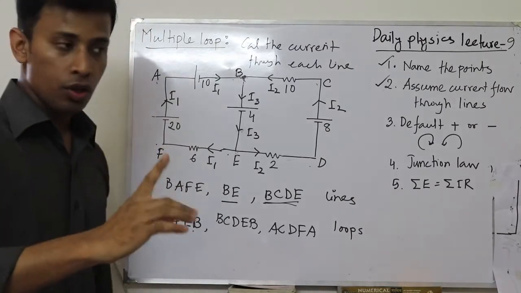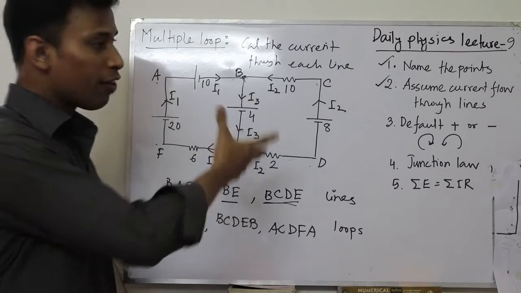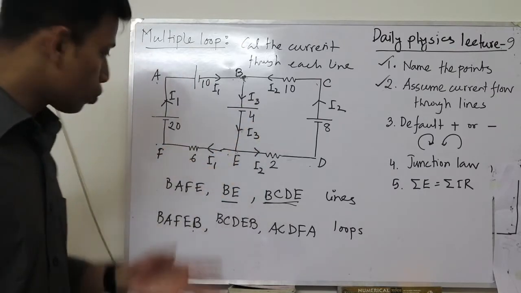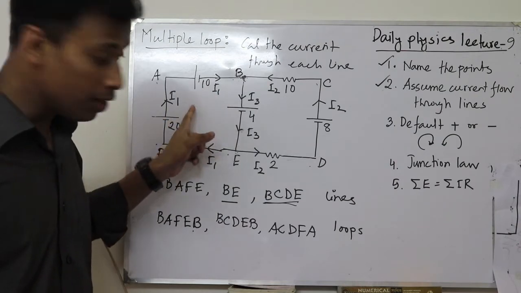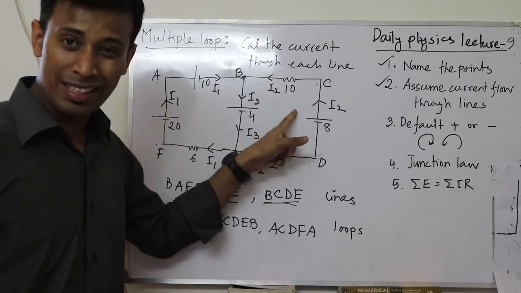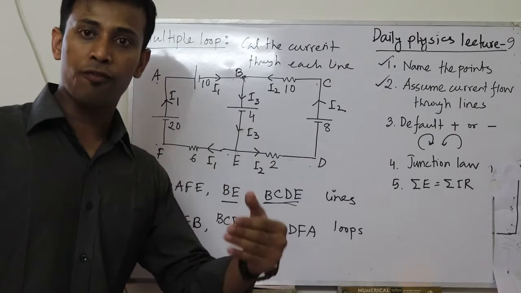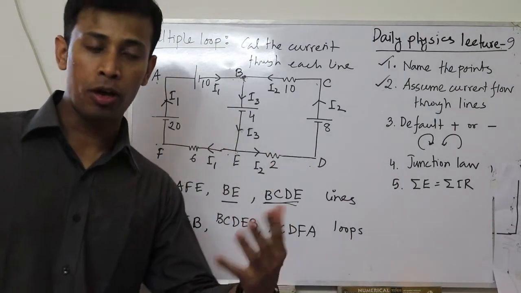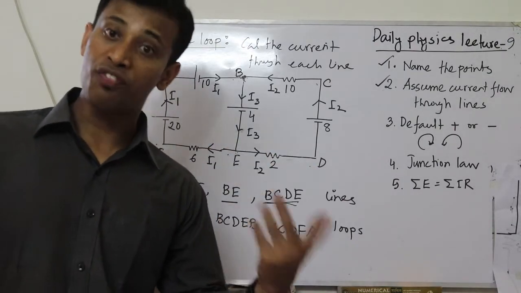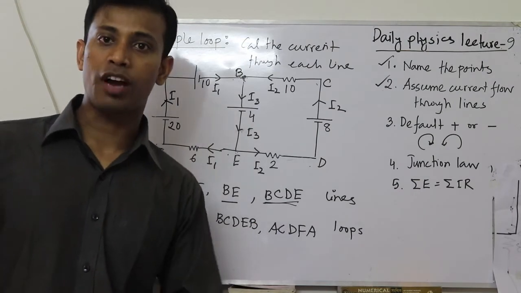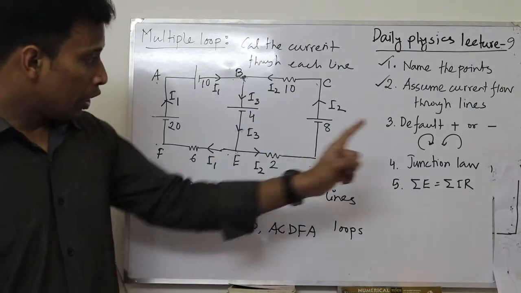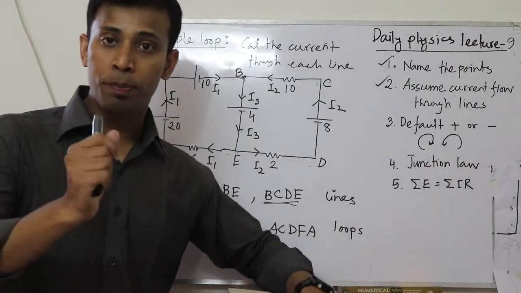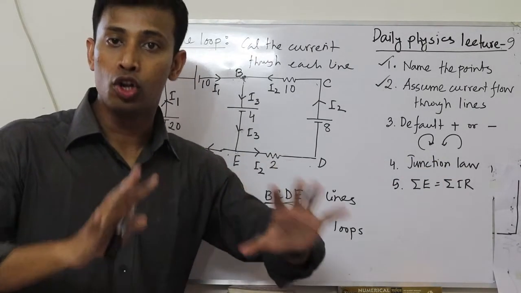So let me assume your current flow may have arbitrary direction, as we have clockwise direction in this line and anti-clockwise direction in this line. It doesn't matter. The assumption of current flow may be different, but your default positive should be the same for all loops.